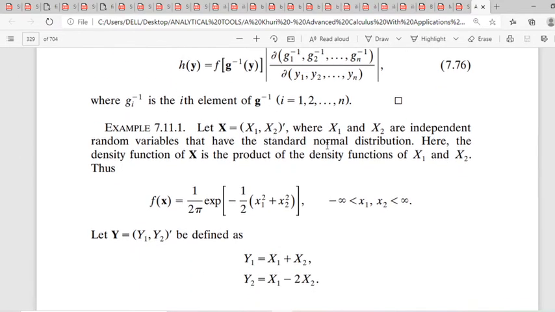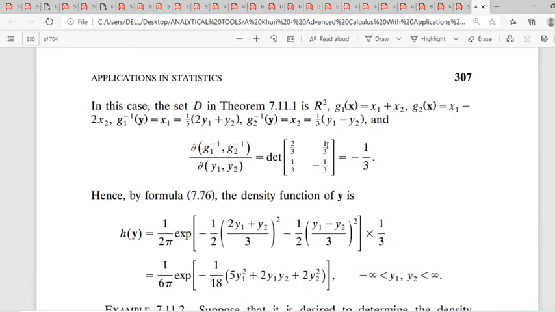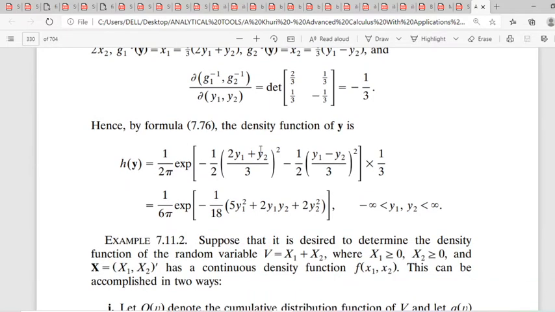Okay, so we apply that formula here. f of x is 1 by 2 pi e raised to minus x1 square plus x2 square by 2. Instead of x1 square we can write 2y1 plus y2 by 3 square, and instead of x2 square we can write y1 minus y2 by 3 square. We have substituted, and the modulus of the determinant, that is the modulus of minus 1 by 3, which is 1 by 3, is substituted here, and you can see this is the density function of the y vector.